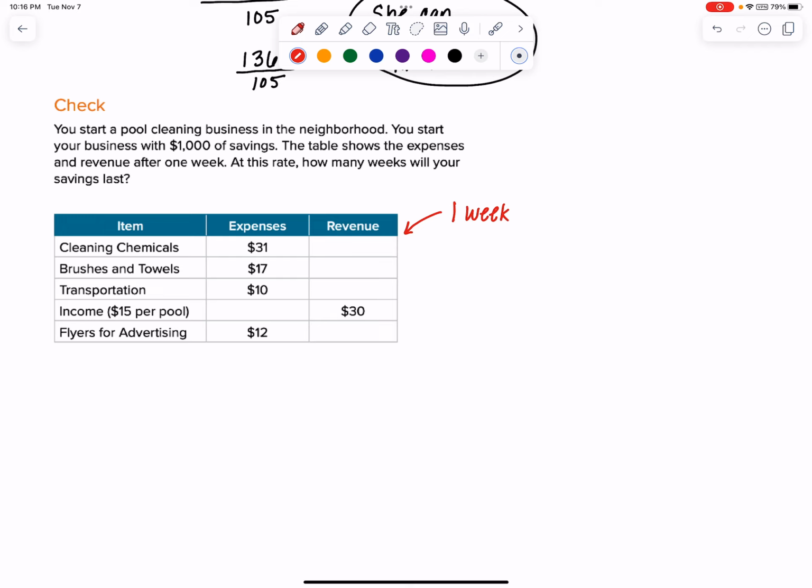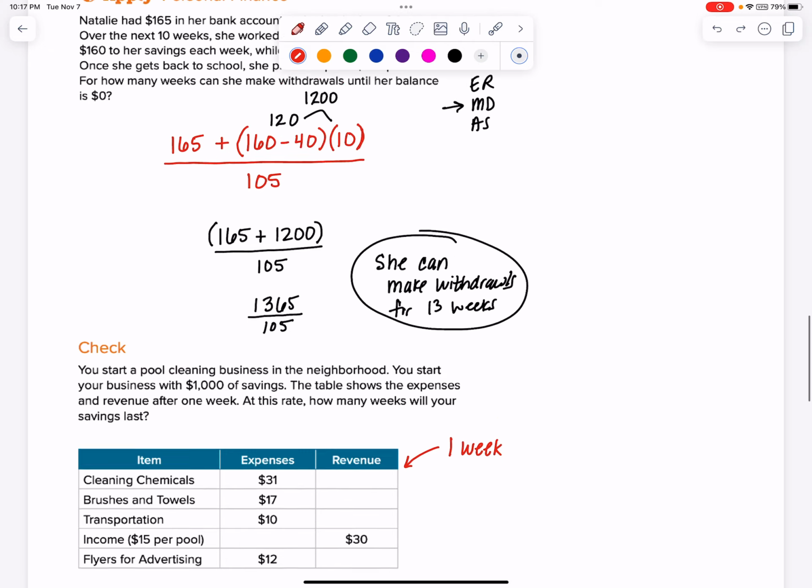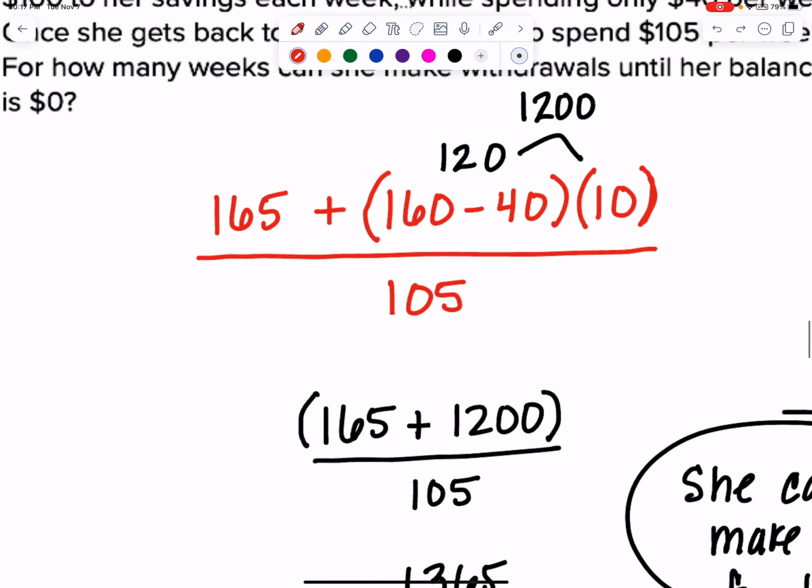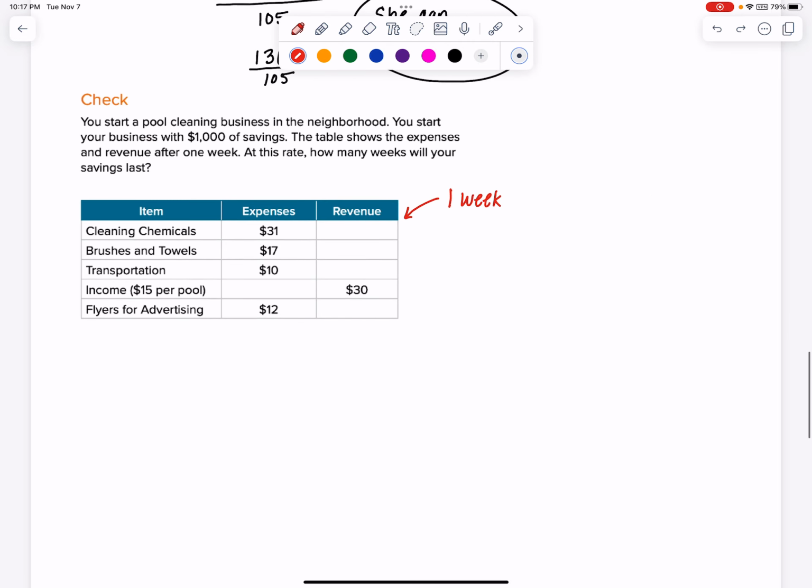Okay. And so again, we have this situation where we're starting with $1,000, and then we have this 1 week of expenses and revenue. So we need to sort of take all this and turn it into a single number. And so let's go ahead and figure out what that all would be. So we could come up with this sort of complex expression, and I would challenge you to see if you can figure out what that is.